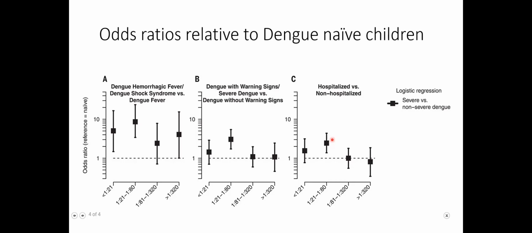And here you're normalizing, or the comparison here, the odds ratio here is between a severe outcome and the non-severe outcome, non-severe dengue, uncomplicated dengue. And so that's all I had about that.